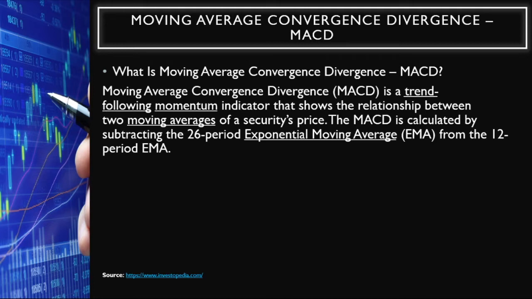Pero for the purpose of this video, i-define lang natin ano yung dalawang moving average na nagko-compute ng MACD. MACD is calculated by subtracting the 26-period exponential moving average or EMA from the 12-period EMA. So, ano yung significance niyan? Ibig sabihin, it has two moving averages. Parang sinasubtract, plus, minus. Then, you will come up with your MACD.